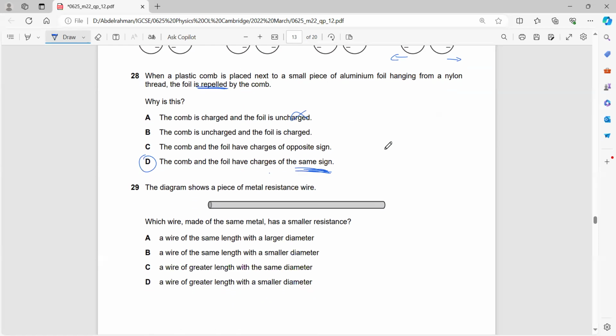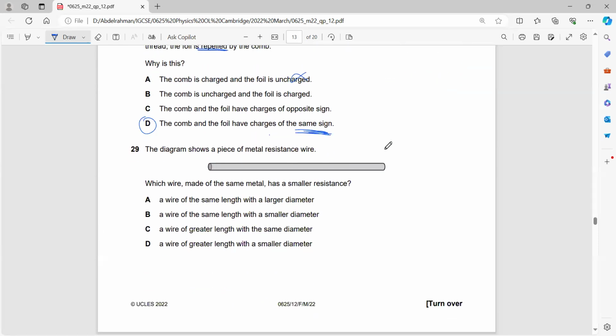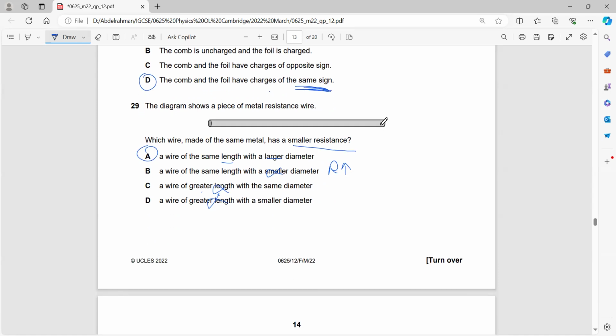Yes, thank you. We have a resistance wire. Which wire made of the same metal has a smaller resistance? We need to decrease the resistance. How can I decrease it? Same length, larger diameter. Okay, this sounds okay. Same length, smaller diameter? No, we need to decrease the resistance. When you decrease the diameter, the resistance increases, so this would be wrong. Greater length, wrong. So same length and a larger diameter, because you need to decrease the resistance.